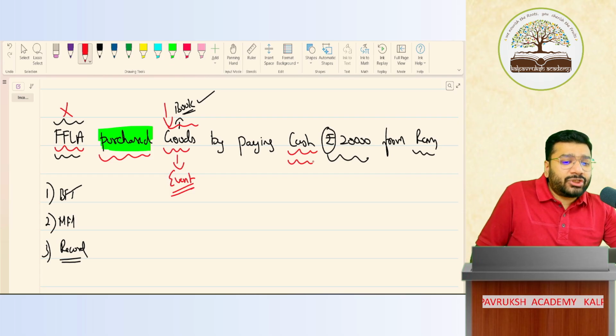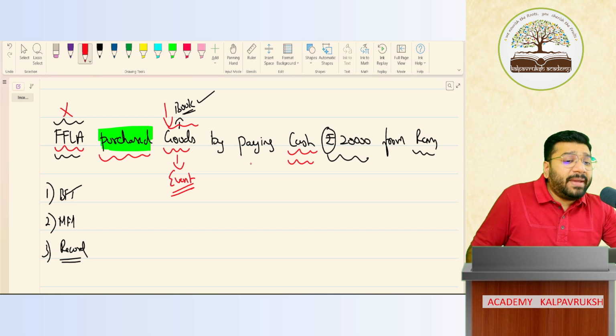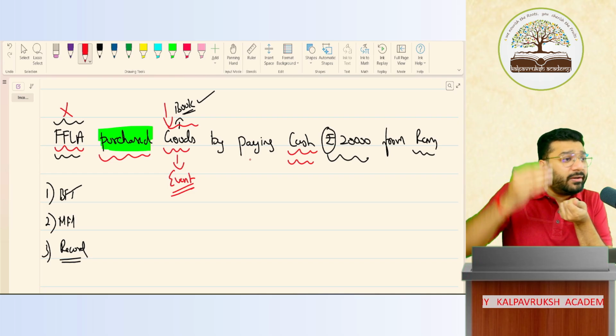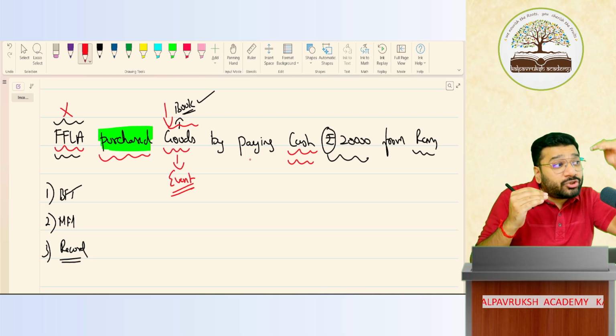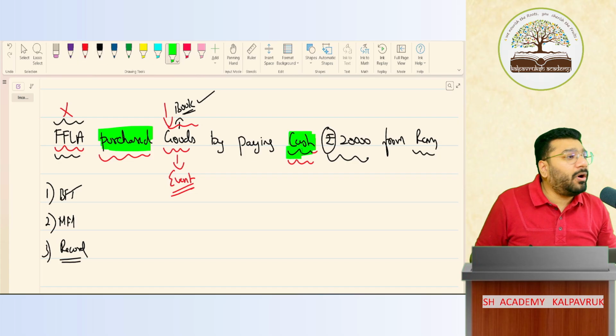Next is what? Cash. Cash account, do I need to open? Yes, because when I paid the cash, my physical cash reduced. Physically the cash I had in my purse got reduced. So in my book also it has to reduce. So the cash account has to be opened. Got it, not got it.